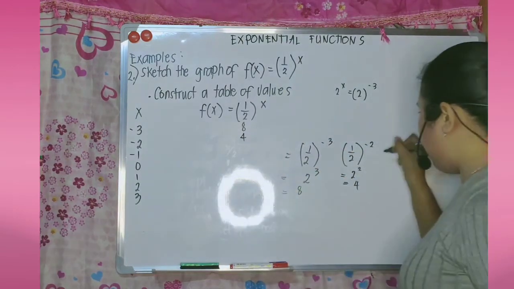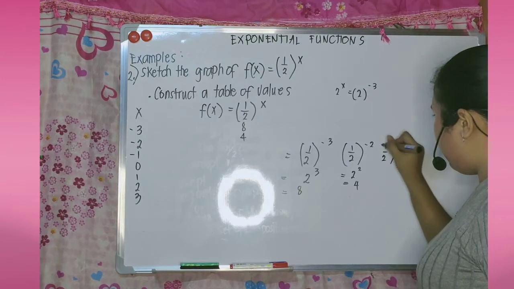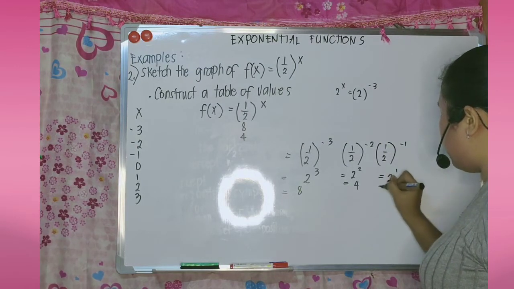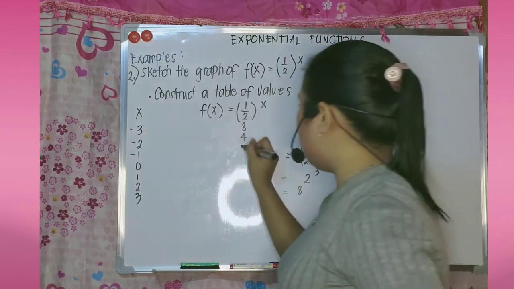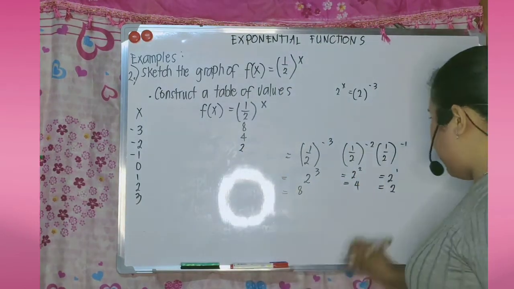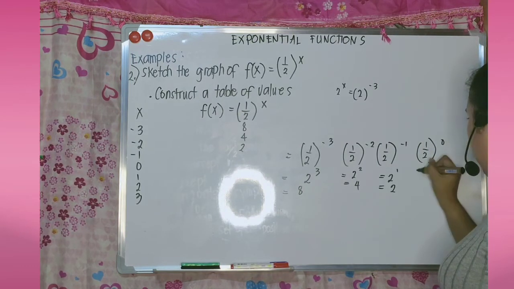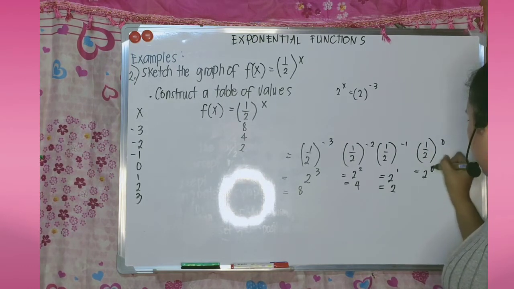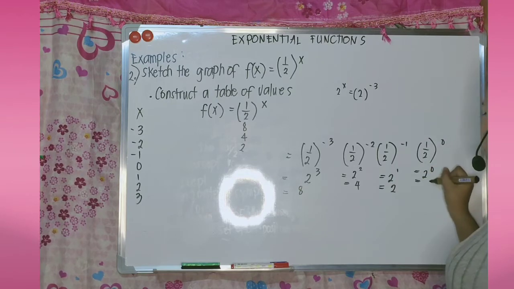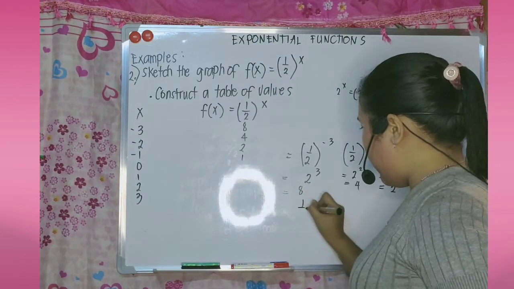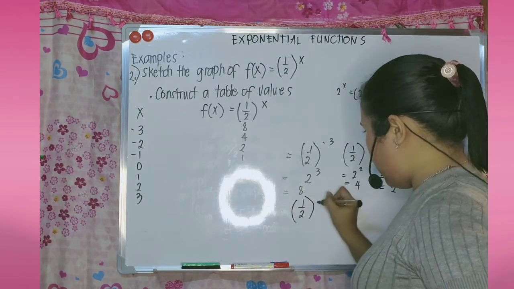The next is negative 1. So, 1 half raised to negative 1 gives 2 raised to 1. So, of course, we have 2. Okay, so let's use 0. So, 1 half raised to 0. So, 2 raised to 0 is 1. Okay? 1. Then, next is 1. 1 half raised to 1.